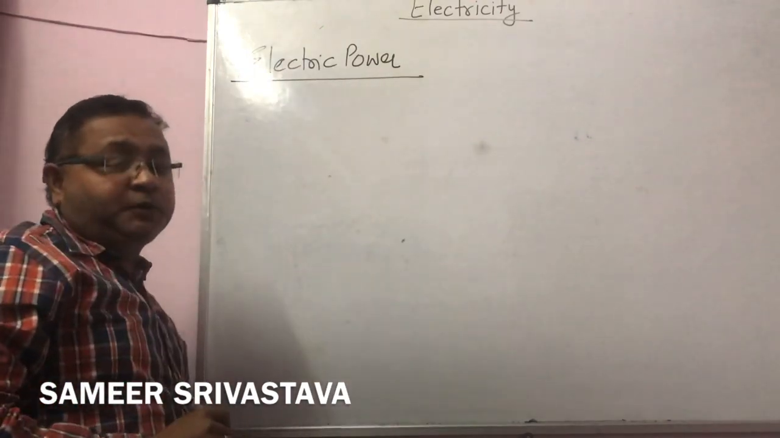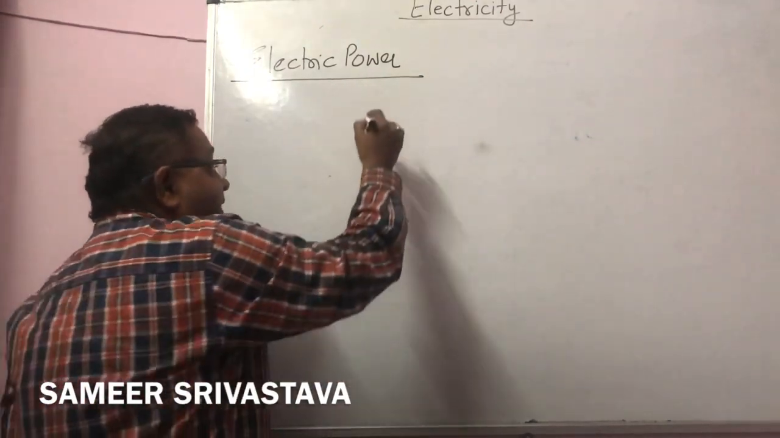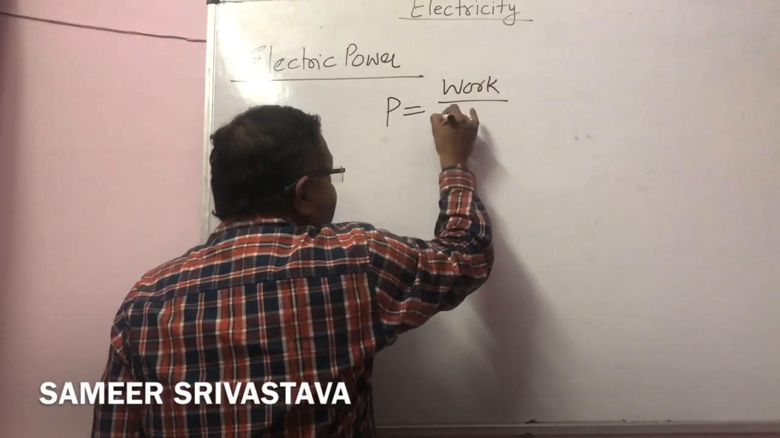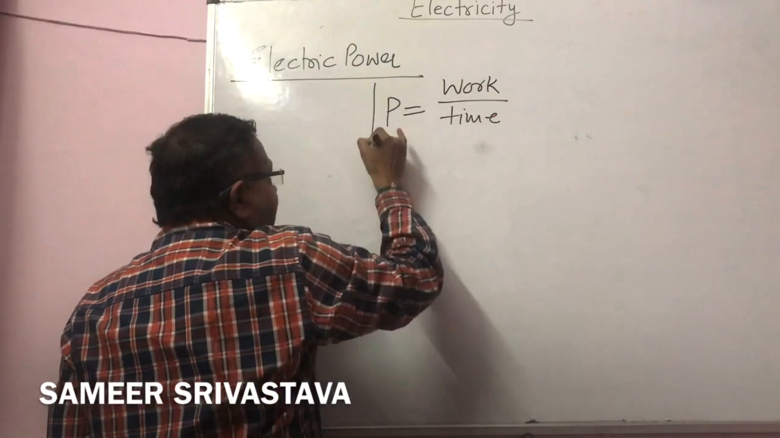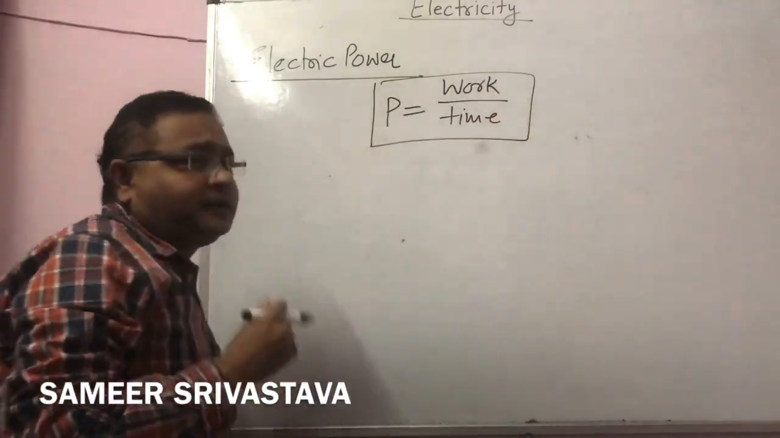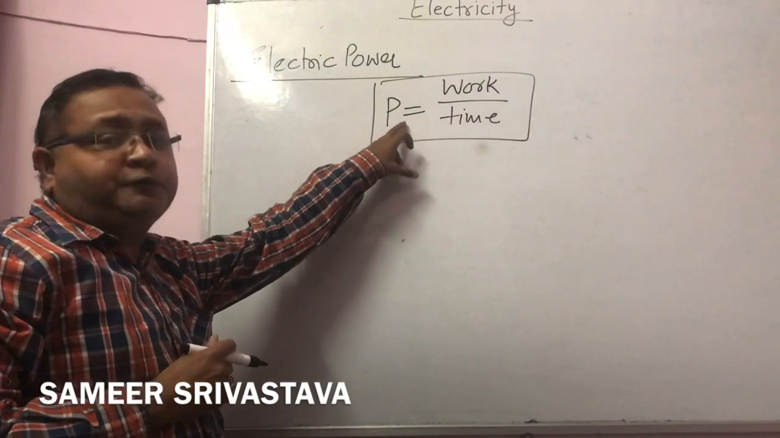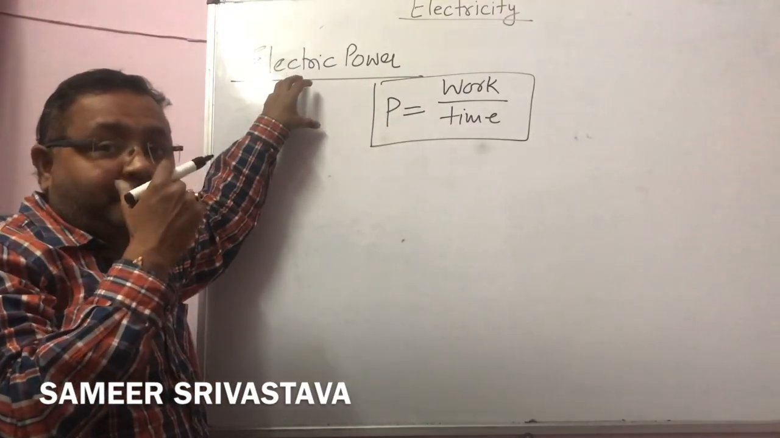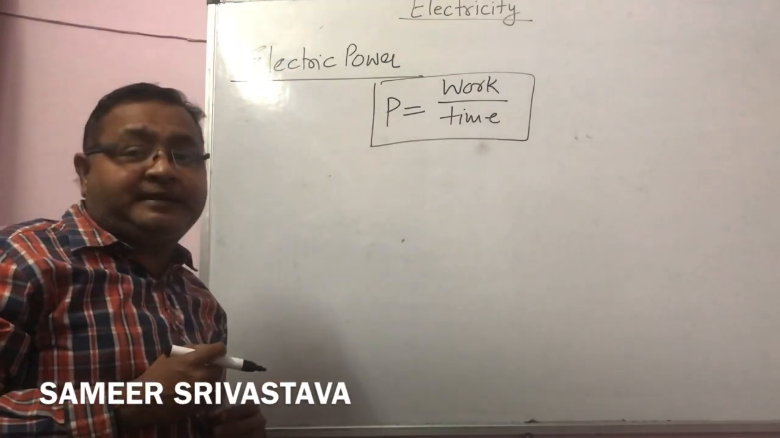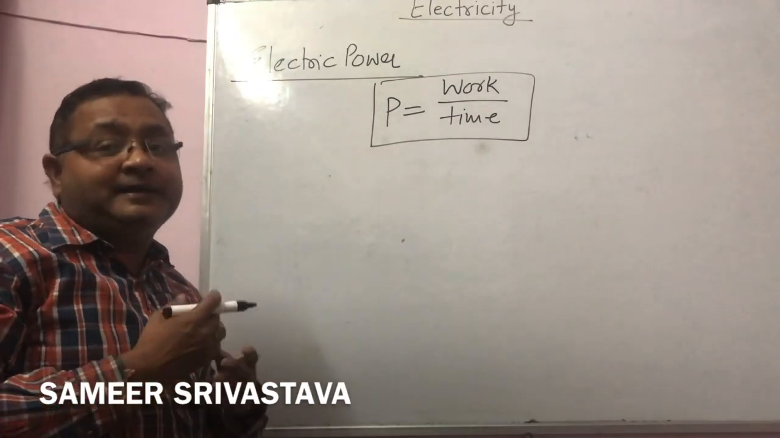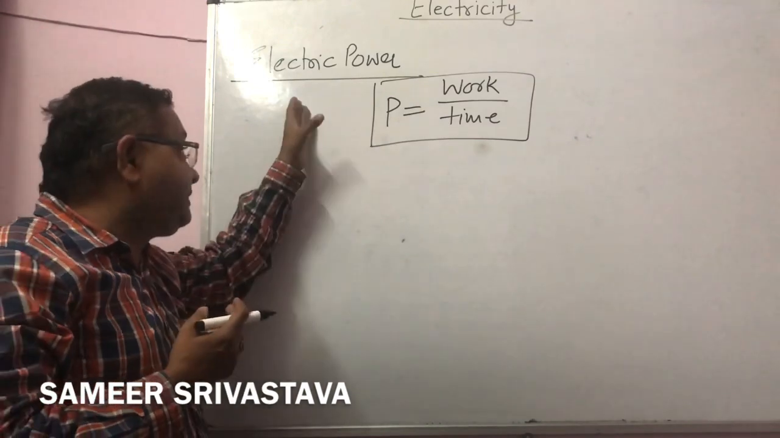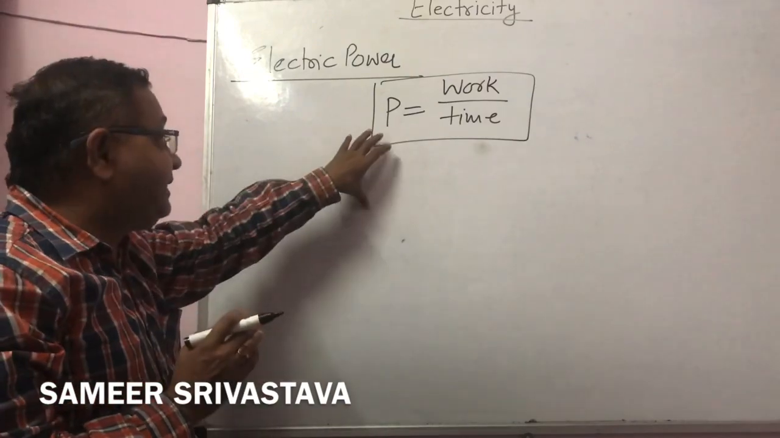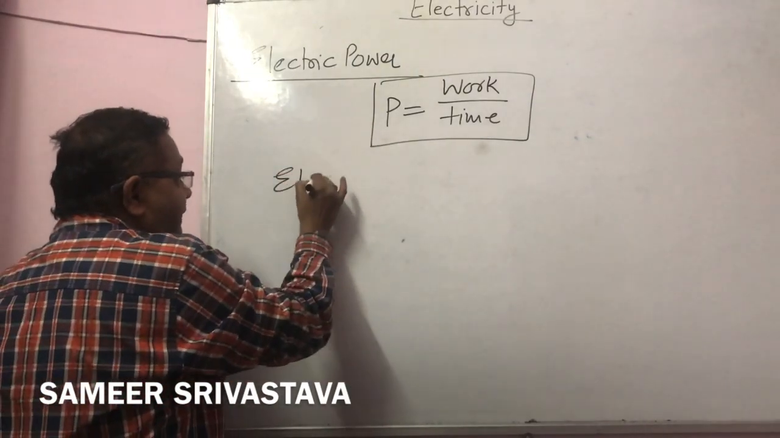In my earlier video, I explained electric power and I wrote the power formula as work upon time, right? This is the basic formula to find power. But when we find power as an electric power, we know that in case of electricity there is some voltage, current and resistance. These are the components involved in electricity: voltage, current and resistance.